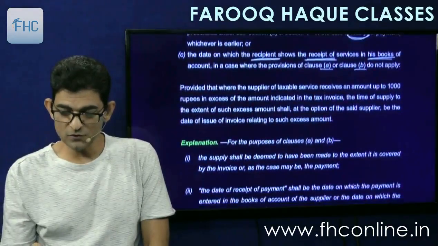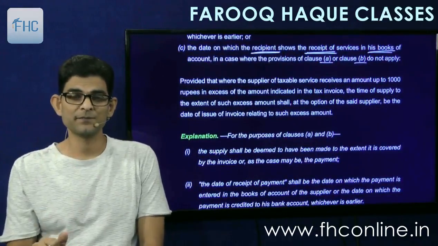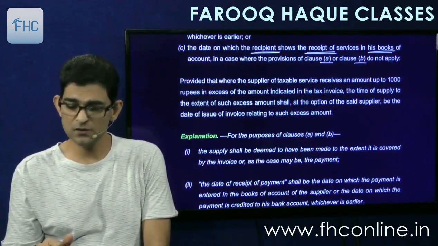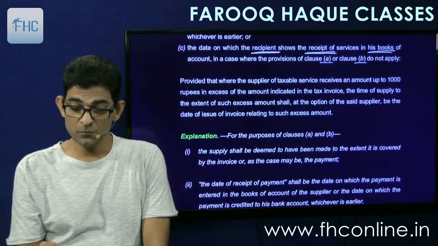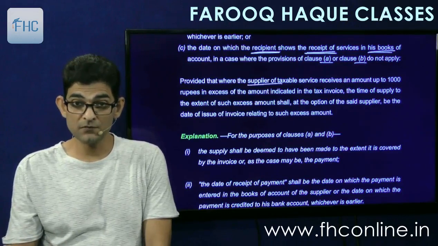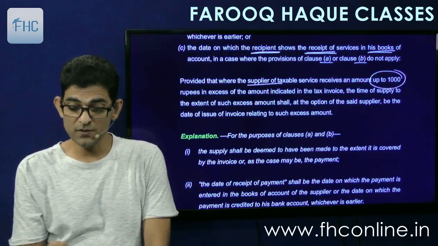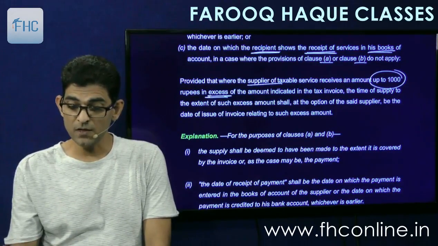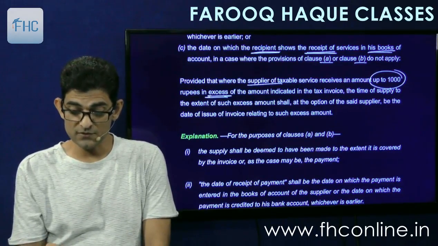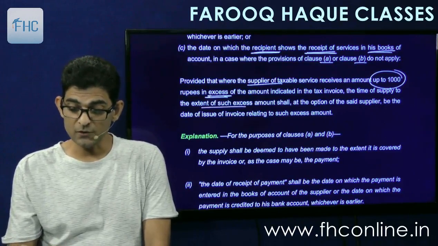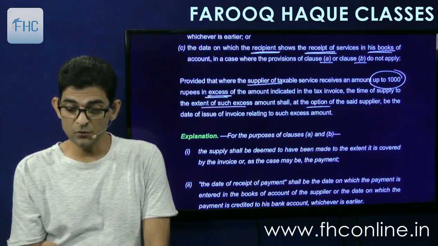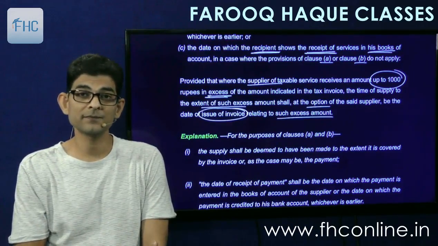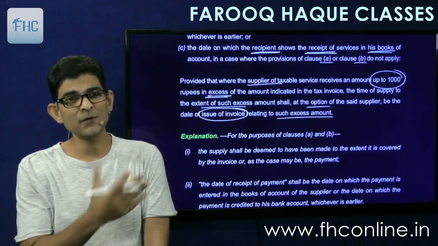Then the proviso is on the same lines, that 1000 rupees extra. So most of the concepts are similar to goods that we have seen in the earlier lecture, section 12. So provided that where the supplier of taxable service receives an amount up to rupees 1000 in excess of the amount indicated in the tax invoice, the time of supply to the extent of such excess shall, at the option of the said supplier, be the date of issue of invoice relating to such excess amount. Absolutely same, carbon copy.